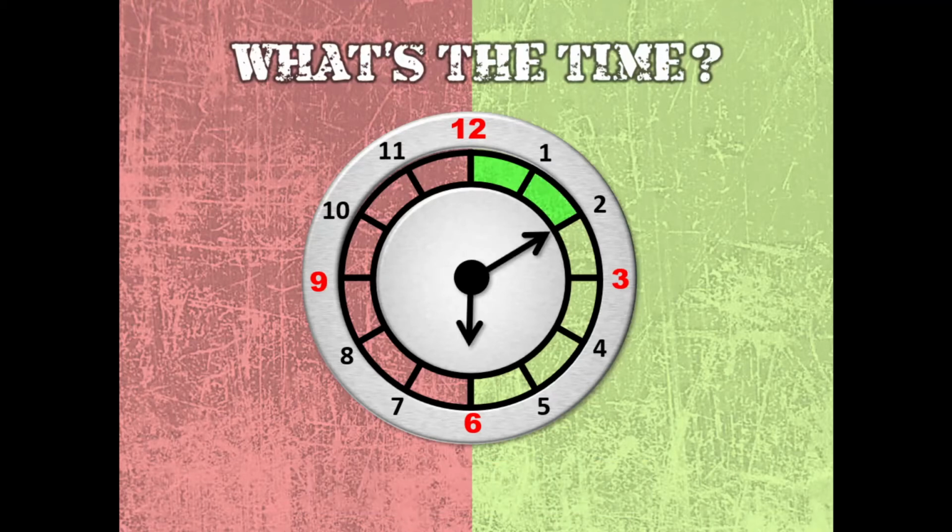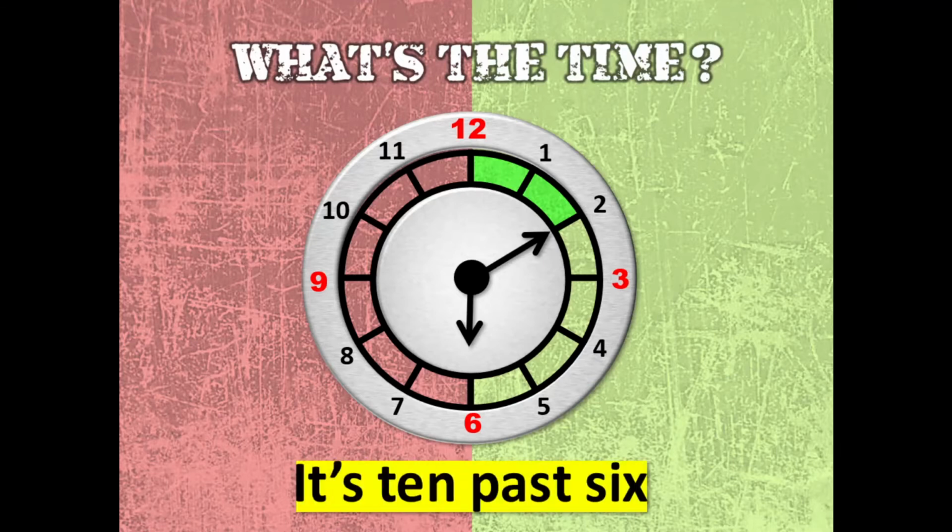How about this one? What do we have here? If this one is 5, here we have, that's right, 10. And the right side is past. All right? And then where's the hour arrow? The hour arrow is on 6. So what's the time? It's 10 past 6. That's right. There you go.